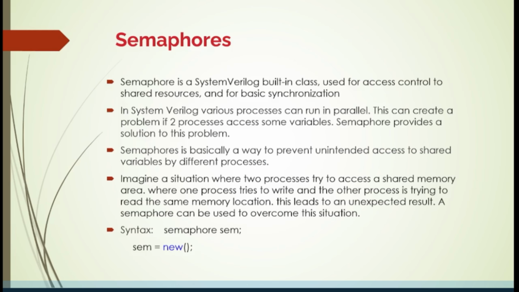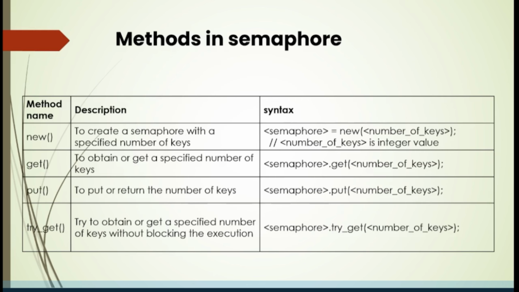Now, coming to semaphores. As I told you, we use interprocess communication in order to have communication between the processes, like in order to know what is happening between the processes. For this, let me explain a small thing before going into why we are opting for semaphores, like why we are using semaphores. Let me give you a small example.